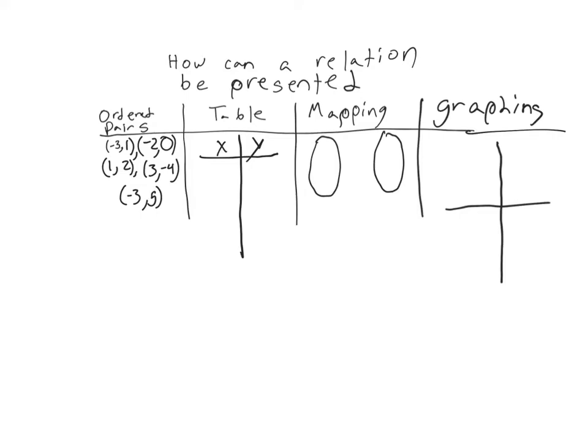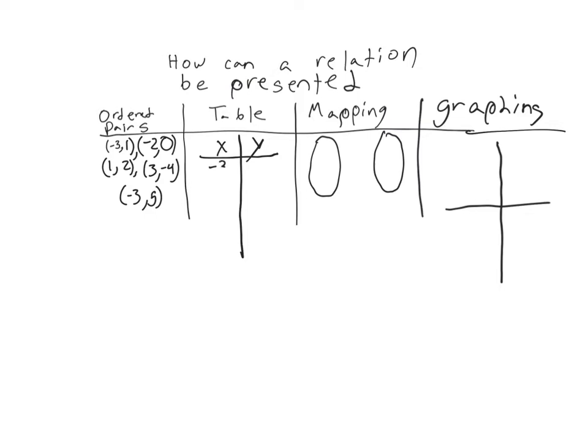Okay, so now we're gonna look at how a relation can be presented. On the very far left, we see the ordered pairs. That's one example of a way that a relation can be presented. Another way is a table.